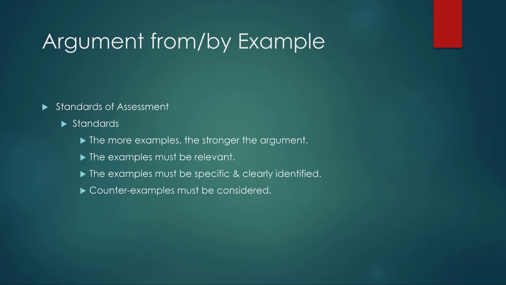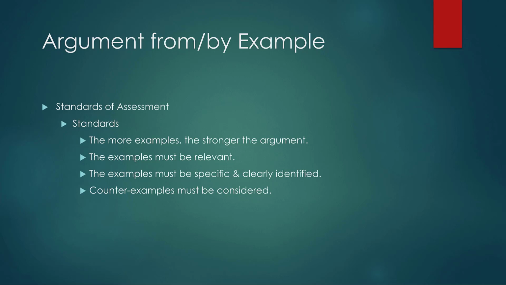Also important is that the examples need to be specific and clearly identified. So if it's pretty vague, the person, they get a lot of experience. What kind of experience? Oh, lots. This experience, that other experience. In that case, you'd say, well, what are the particular things? What particular things did they do? And so you'd want the examples to be specific and identified, because you have no way of judging the examples unless you know what they are.